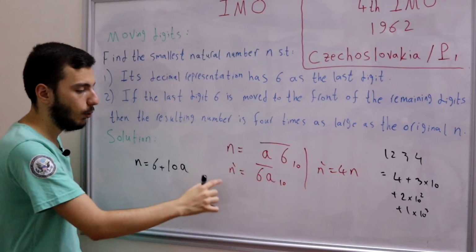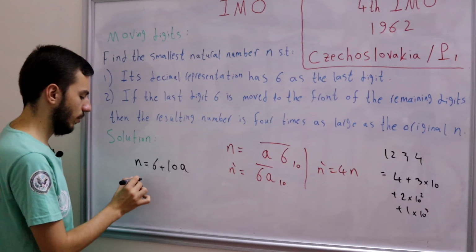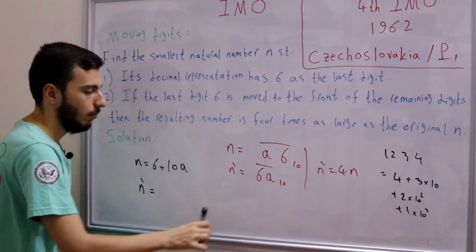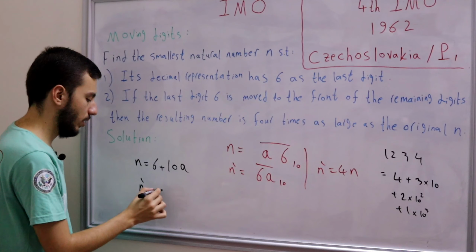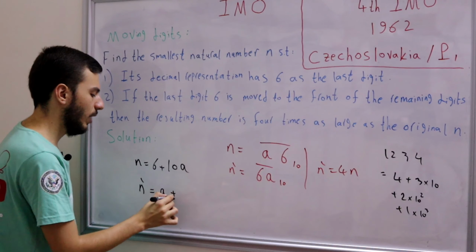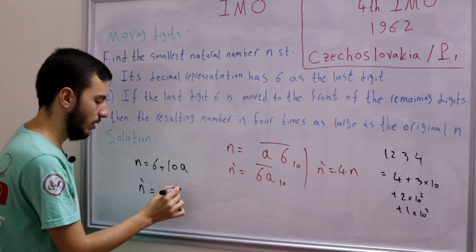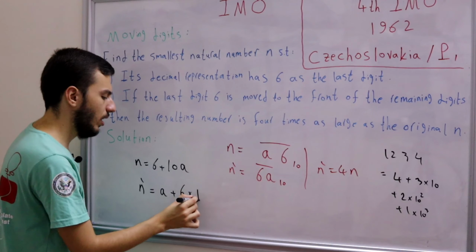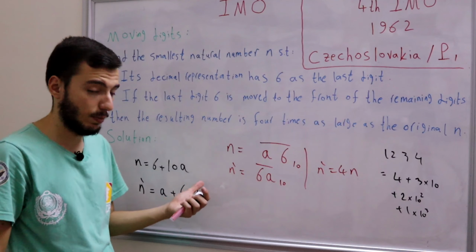Alright, that's n. What about n prime? So here it gets a bit tricky. Well, a, first of all, we take a as it is. However, the main problem is this 6. It is 6 times 10 to some power. Well, what is this power?